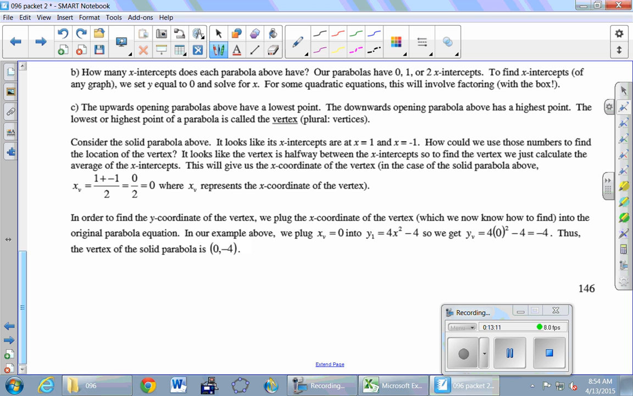Yeah, for us to find the vertex at this point, we need to find the two x-intercepts. Then we need to average them to find the x of the vertex. Then we need to plug that guy in to find the y of the vertex. Yeah, so it's a big old process. Very soon, we're going to have a quicker process to find the vertex of a parabola, but not today.